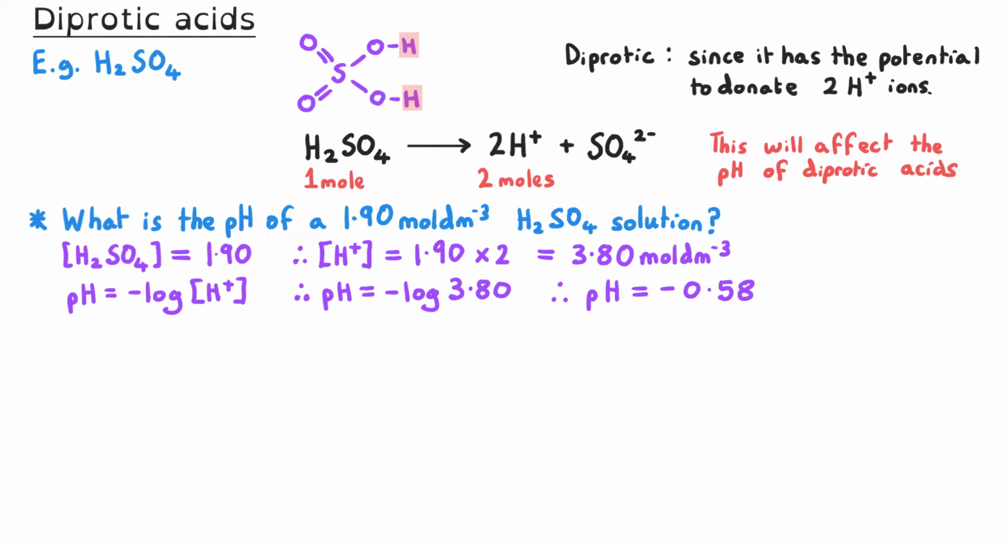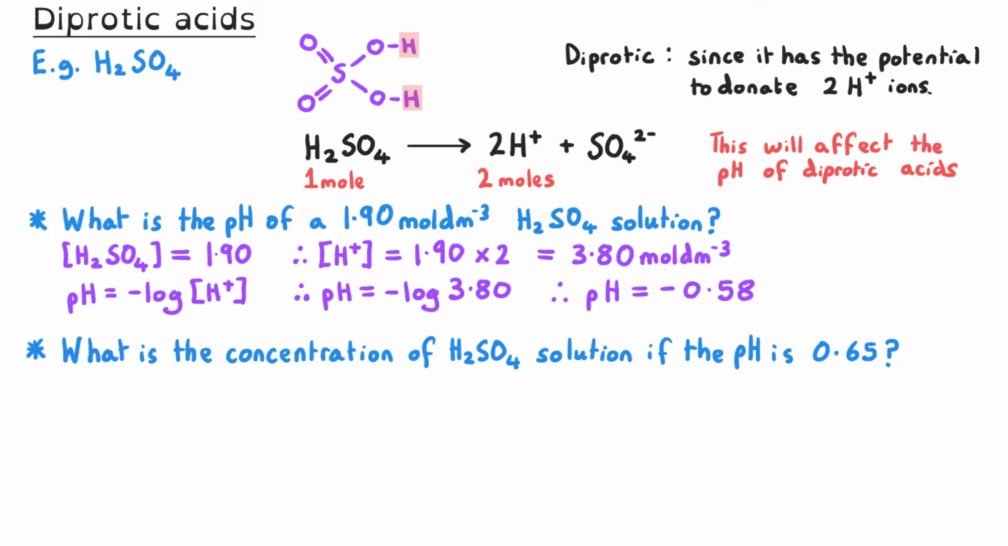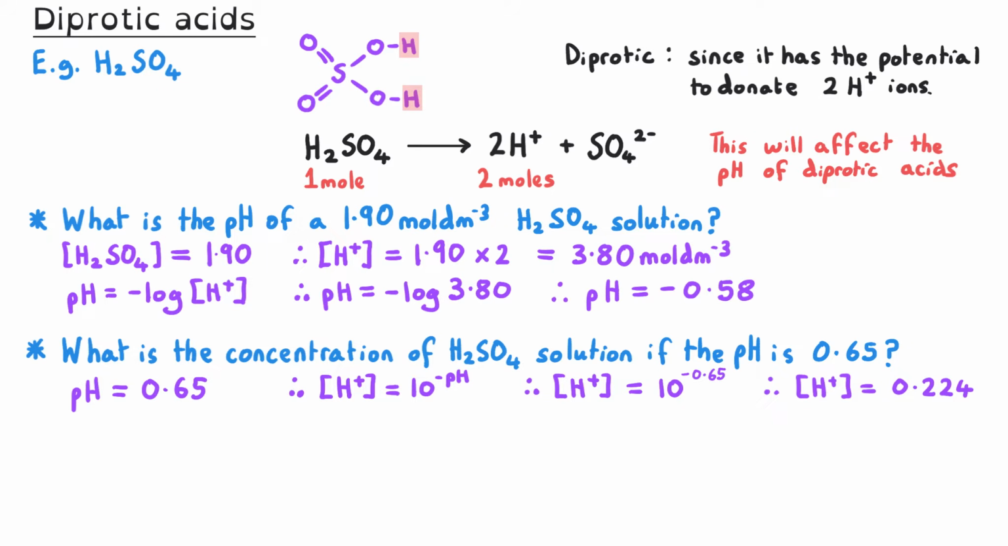And we need to keep this in mind in the other direction as well. So for instance, if we're asked what is the sulfuric acid concentration if it has a pH of 0.65, we need to first recognize that hydrogen ion concentration is 10 to the negative pH, so 10 to the negative 0.65, which gives us 0.22 for the hydrogen ion concentration.